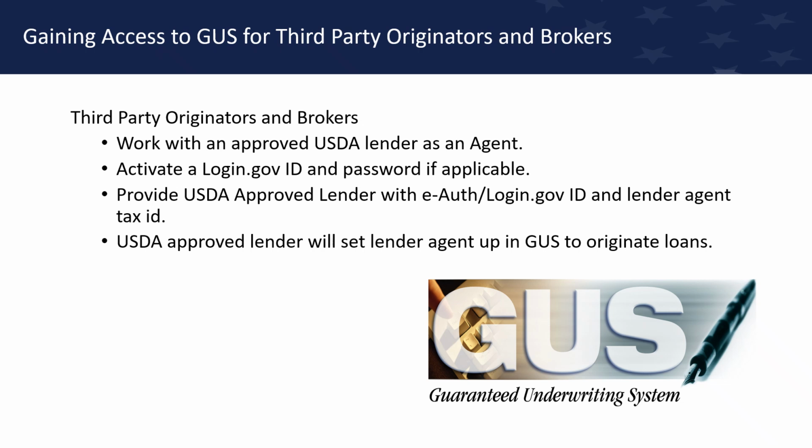Please note that in some cases, the lender agent, tax ID, and address will have to be added to USDA's system in order for the approved lender to set up the agent. In that case, the approved lender or agent can request that USDA add their information into the system. A message will be returned to the approved lender, and they will communicate to the lender agent how to proceed if necessary.